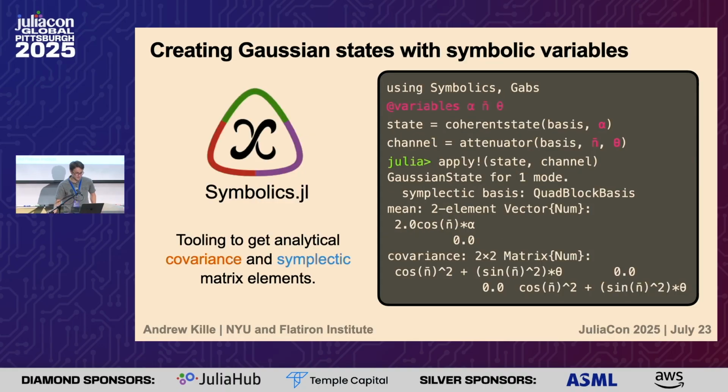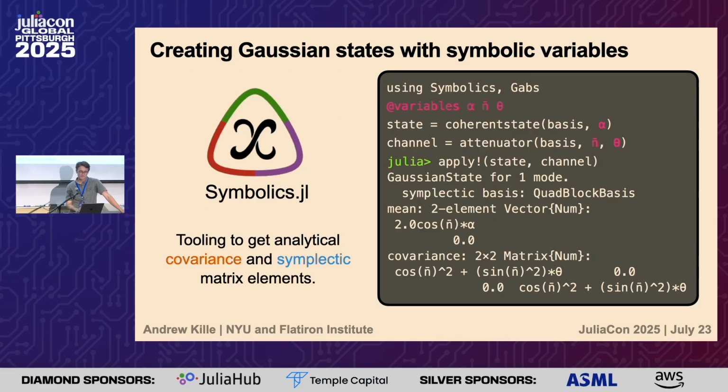And then another thing that just kind of worked out of the box, and I think it's a great example of Julia's multiple dispatch feature, is I was using Symbolics, but rather than creating an entire symbolic representation of a quantum state or a quantum operator, I had Gabs basically wrap around symbolic variables contained in my mean vector and covariance matrices, and it just worked very, very beautifully out of the box. So this could be really cool if you're just trying to get analytical expressions of elements within your covariance matrices and mean vectors.